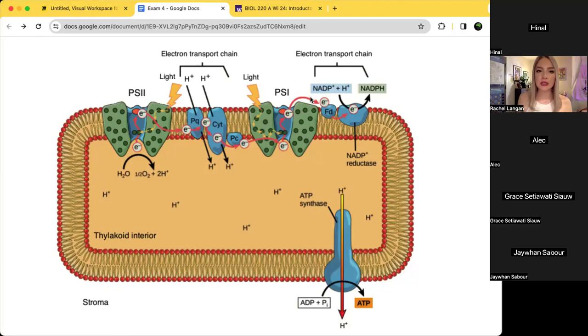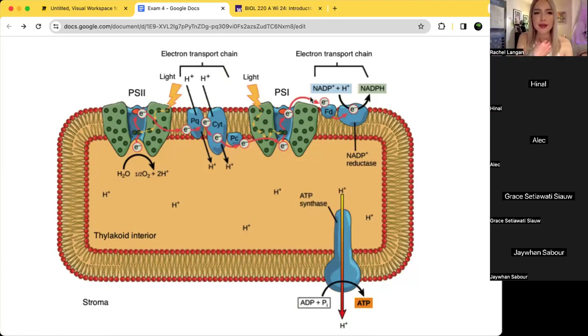Yeah, question. Do we have to remember the names of specific proteins, like cytochrome, and which comes in which order, or would he provide a diagram? No, I'm sure he would provide a diagram like he did on the practice exam. Okay.